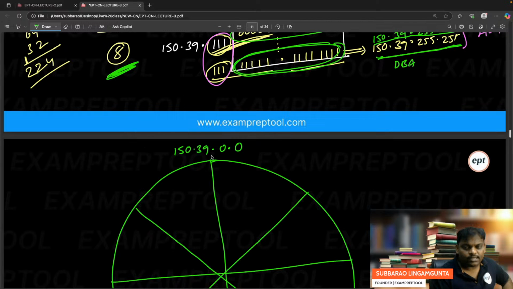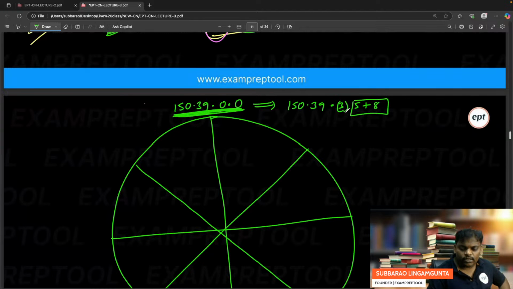This is called the actual network ID. See, there is no subnetting till now. It is a network ID. As of now, this is one network. This one you want to divide into subnets. See, 150.39, you want to divide into 8 subnets. So 3 bits will go to the subnet, and 5 bits plus 8 bits are for host purpose.